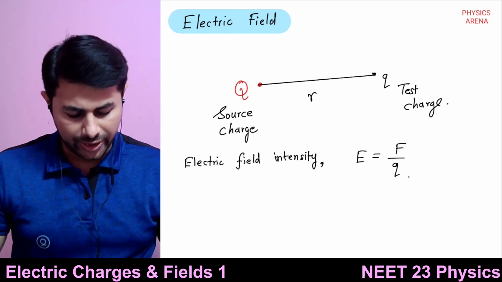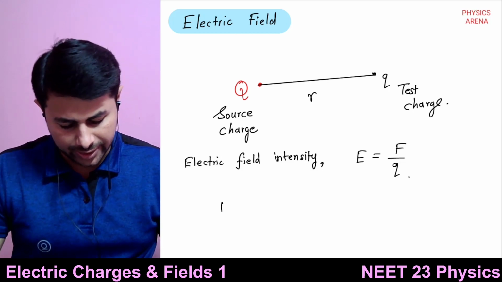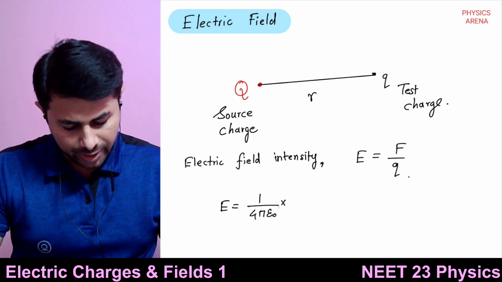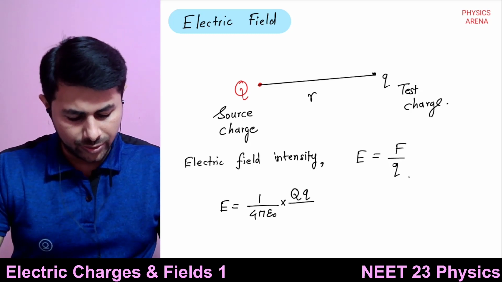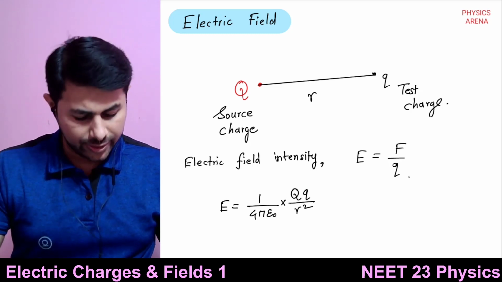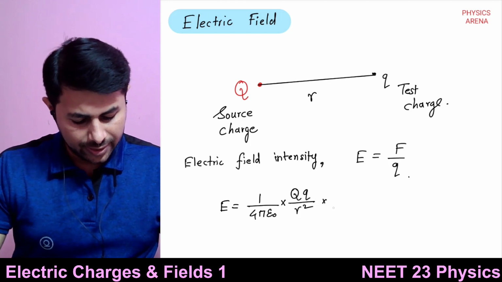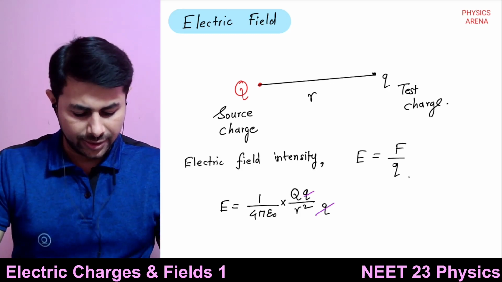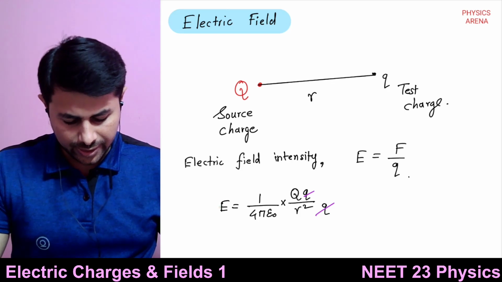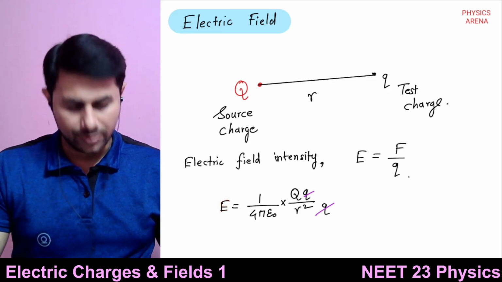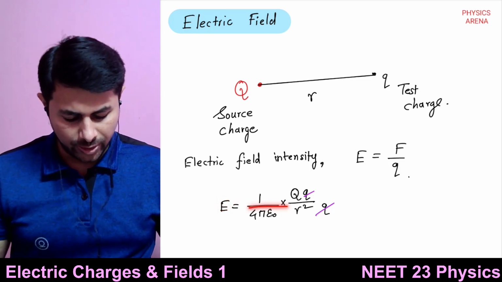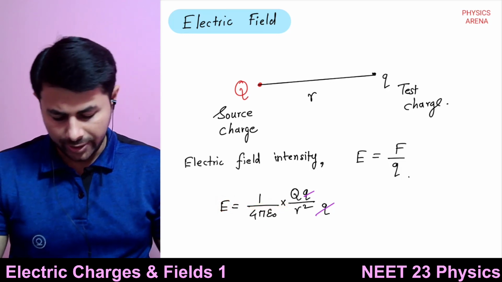So see what happens if we consider this formula for the electric field. We get E equals 1 upon 4 pi epsilon naught multiplied by Q into q upon R square. This is the force. Divided by what? The test charge. Now when we divide by the test charge, q gets cancelled. What we are left with is E only. So E is 1 upon 4 pi epsilon naught Q upon R square.